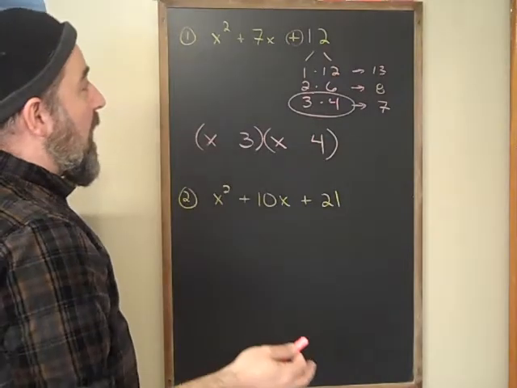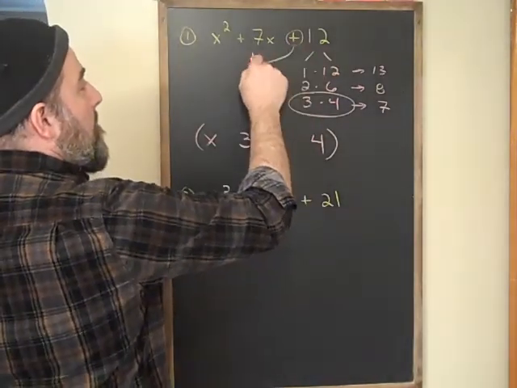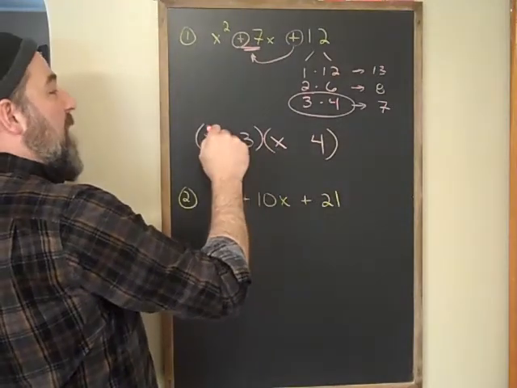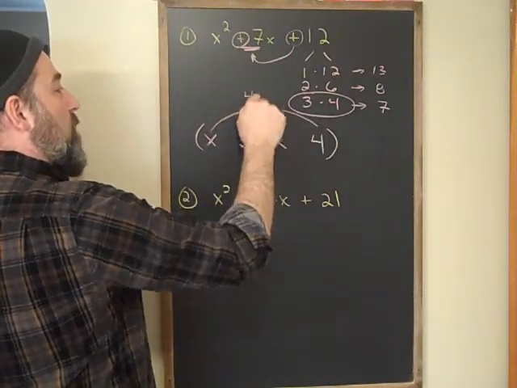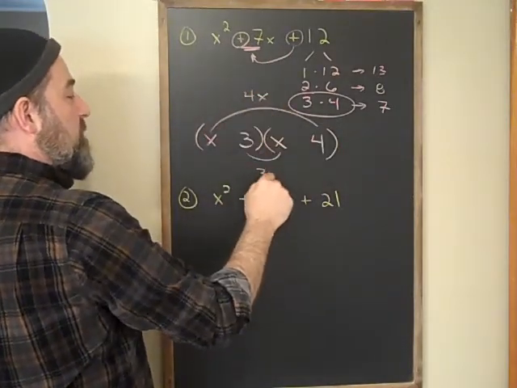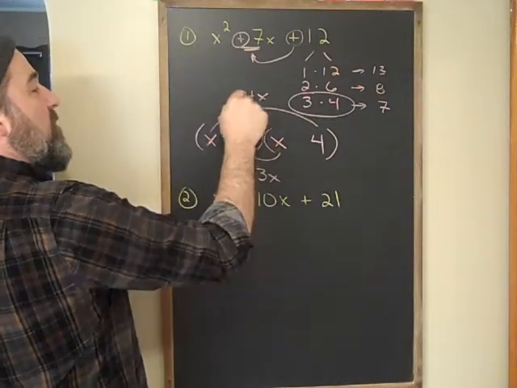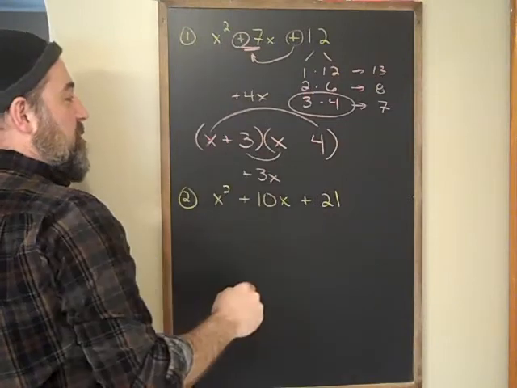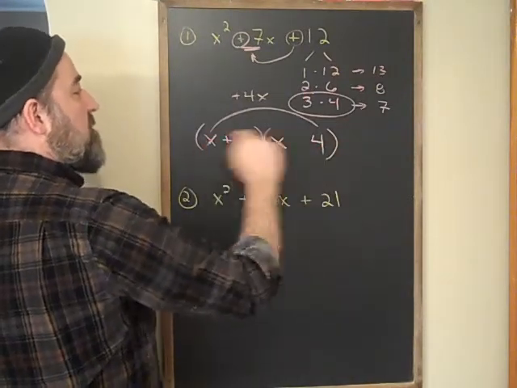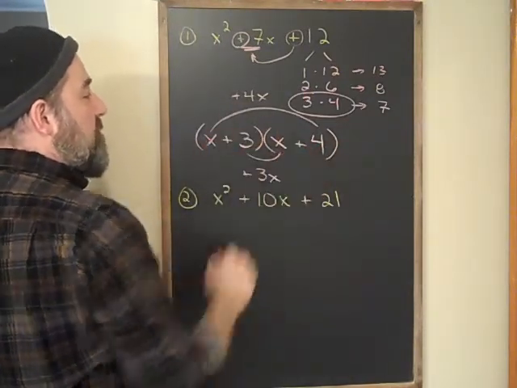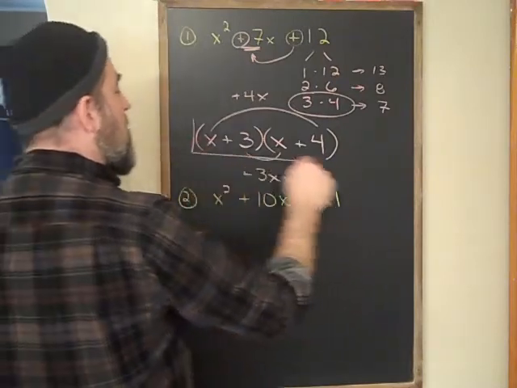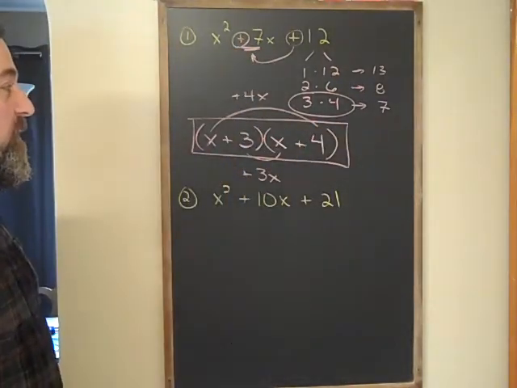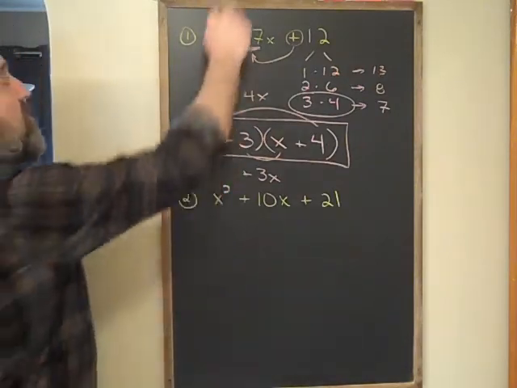Now we want them to add to be positive 7, which means that outer, which makes our 4x, and our inner product, which makes 3x, both of those have to be positive. For this 3x to be positive, it has to say plus 3. For that 4x to be positive, it has to say plus 4. There's the answer. That's the factored form of that trinomial. Let's jump to the next one.